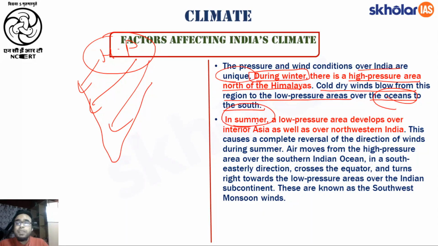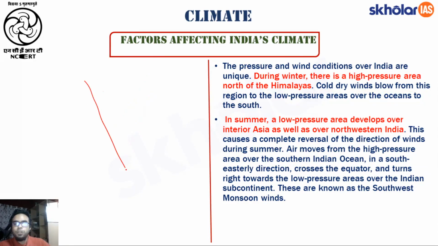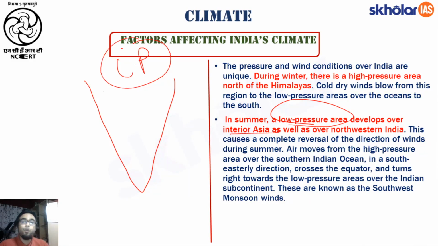But what happens during the summertime? During the summertime, the condition again changes, or it alternates, right? So contrastingly, what happens during the summer times? A low pressure area will develop over the interior Asia as well as northwestern India. Your situation will change, and a low pressure area will develop over the interiors of Asia. So here we will have development of low pressure, right? And this causes a complete reversal of the direction of the winds during the summertime, right?